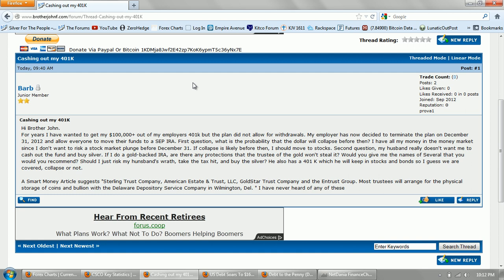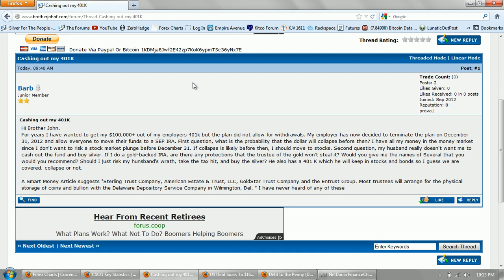First question, what is the probability that the dollar will collapse before then? I have all my money in the money market since I don't want to risk a stock market plunge before December 31st. If collapse is likely before then, I should move to stocks. Second question, my husband really doesn't want me to cash out the fund and buy silver. If I do a gold-backed IRA, are there any protections that the trustees of gold won't steal it? Would you give me the names of several that you would recommend?